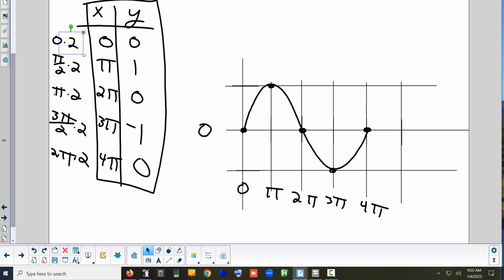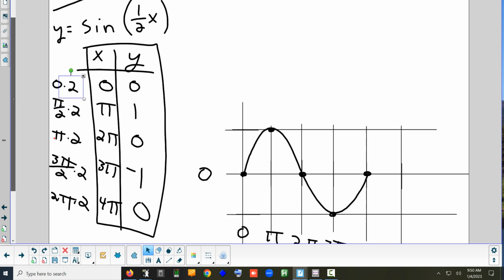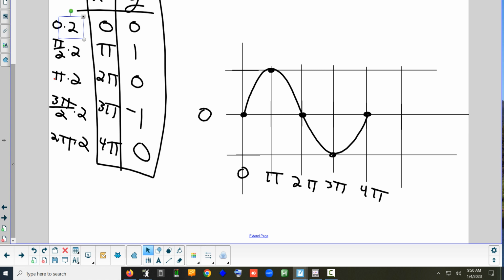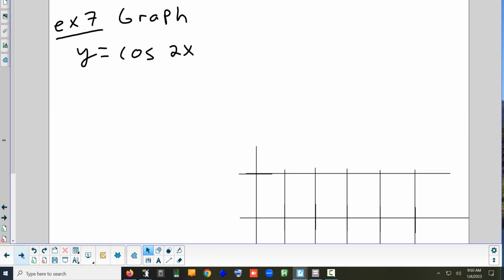And there's your graph. It doesn't look stretched because I changed my scale. Okay, questions on that? Okay, let's try this one. Cosine 2x. Now the number in front is not a fraction, so that actually makes it a little easier to work with.